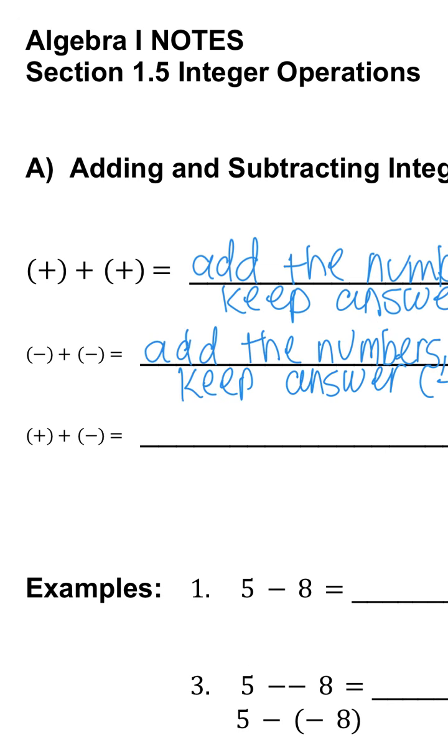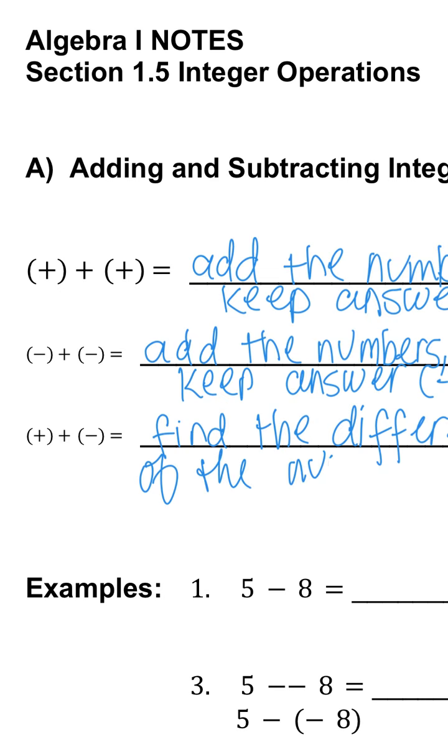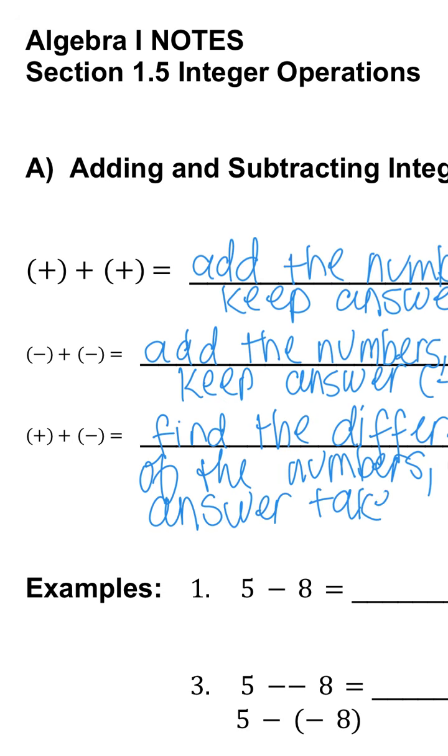Now, what if we have a positive and a negative number? We're trying to add those together. What you will do is find the difference of the numbers. Your answer takes the sign of the smaller or larger number. Which one do you think? Right. Your answer takes the sign of the larger number.